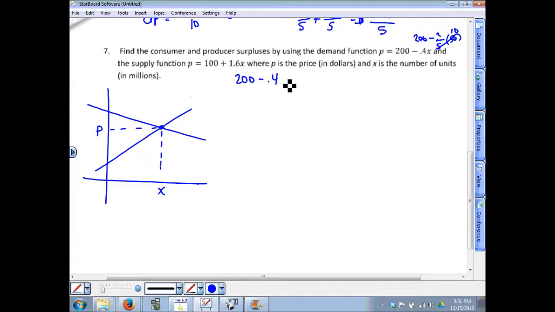So 200 minus 0.4x equals 100 plus 1.6x. This becomes equation 100 equals 2x. So x equals 50. Now the price, using that value of 50, can be found using either the supply function here or the demand function. Demand function 200 minus 0.4, which is just 2/5, times 50. 5 into 50 is 10. 10 times 2 is 20. 200 minus 20 is 180.